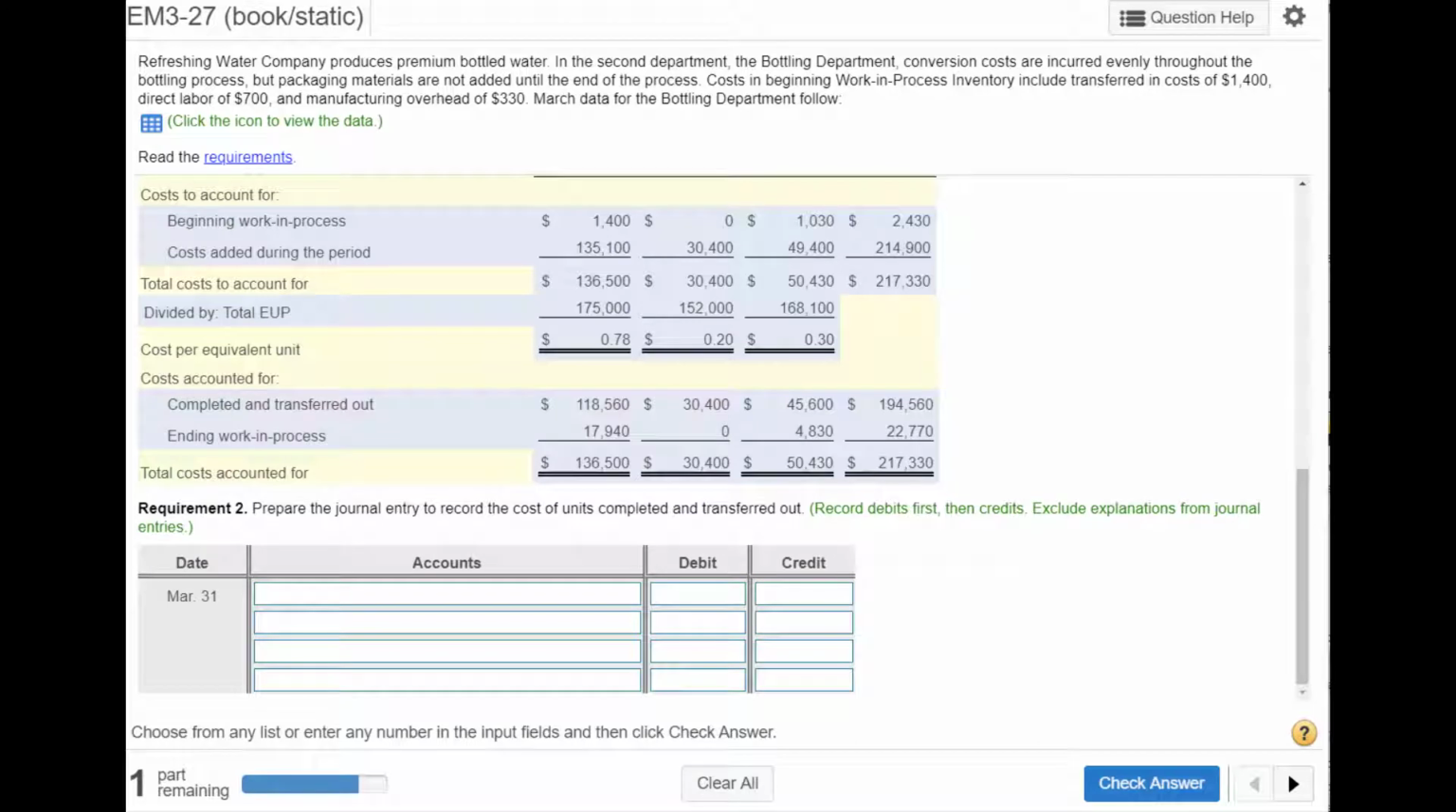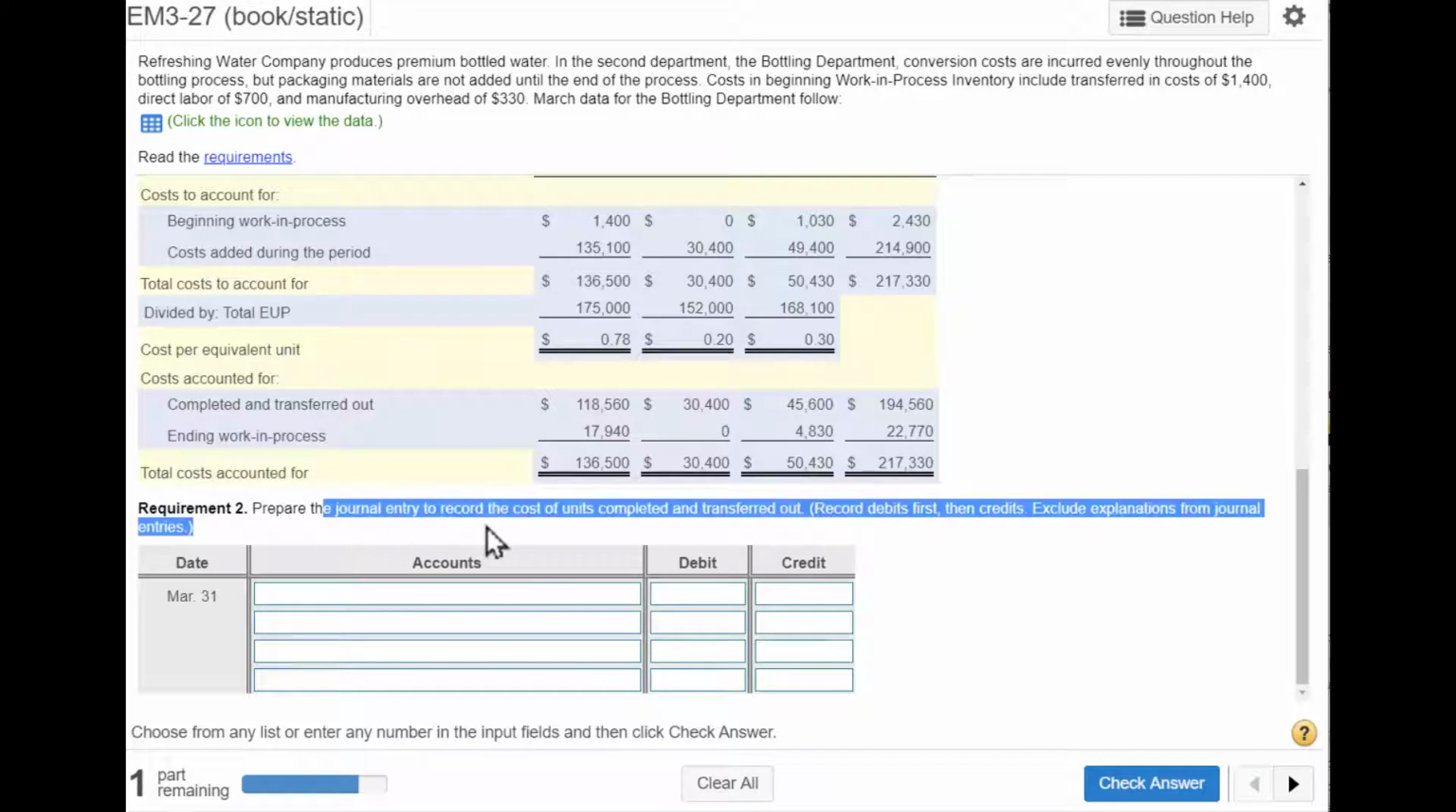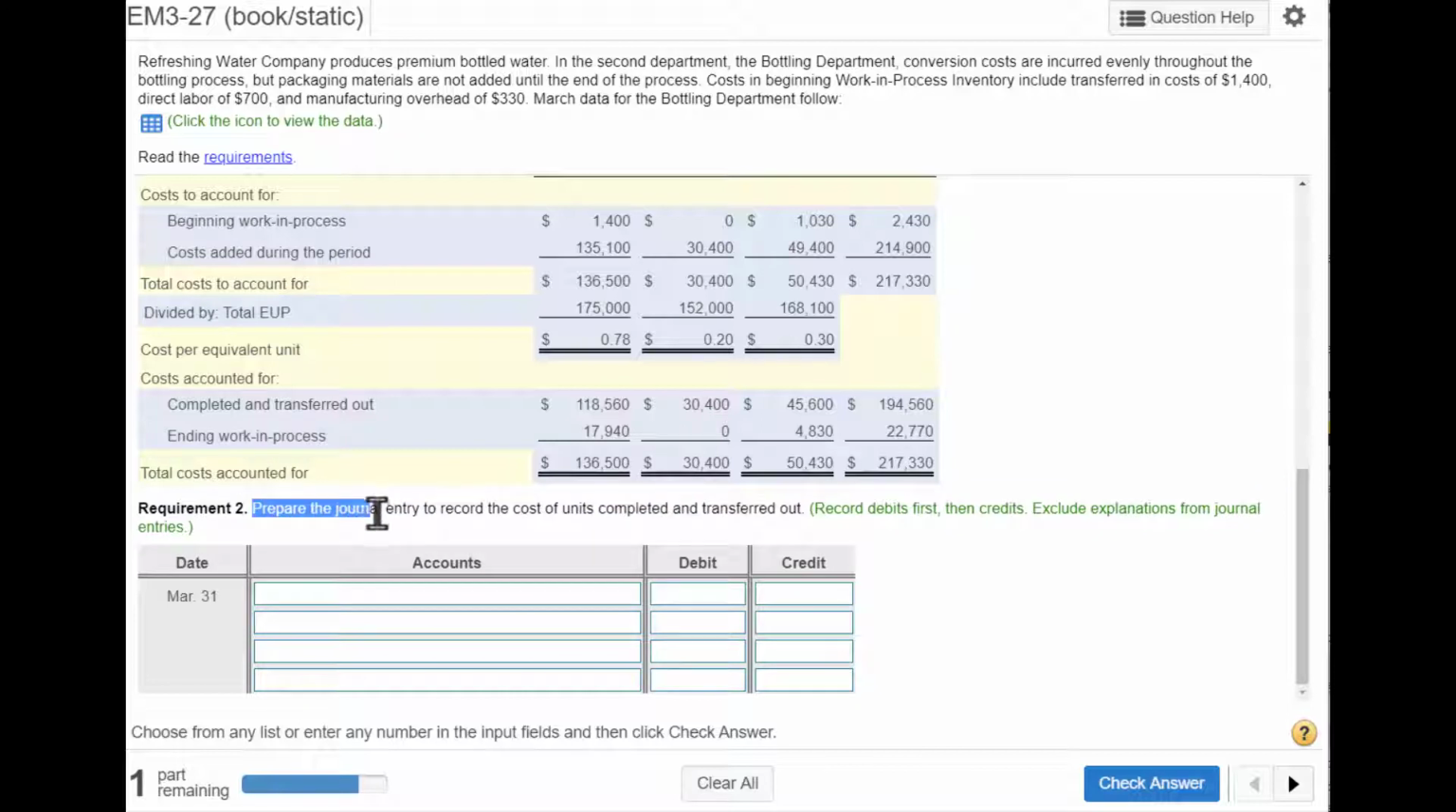The last part of exercise 20-27, we're going to do a journal entry, and then we're going to do the T account for the work in process inventory account. So requirement 2, prepare the journal entry to record the costs of units completed and transferred out.